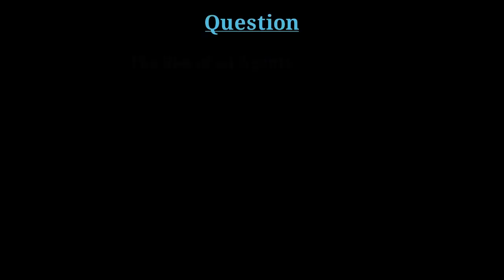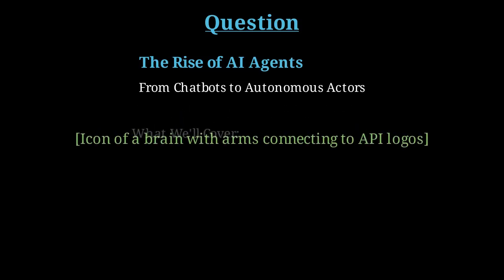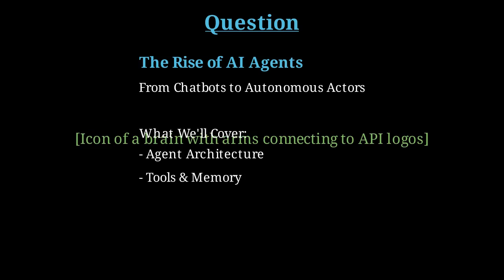In the world of artificial intelligence, we're witnessing a monumental shift. We've moved beyond simple chatbots that answer questions to a new paradigm, AI agents. These are not just responders, they are doers. Autonomous systems that can reason, plan, and execute complex tasks on our behalf.